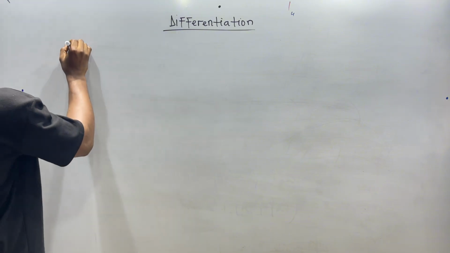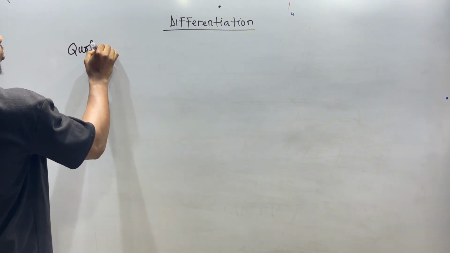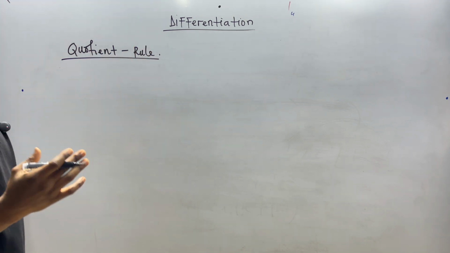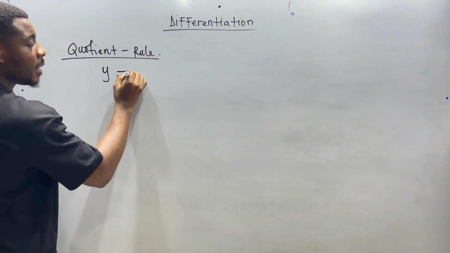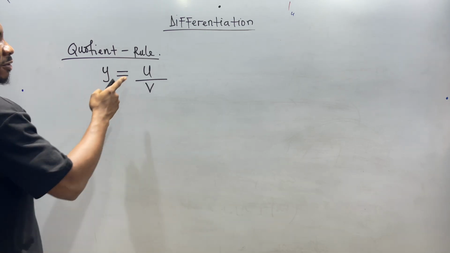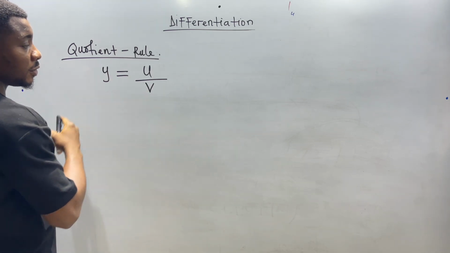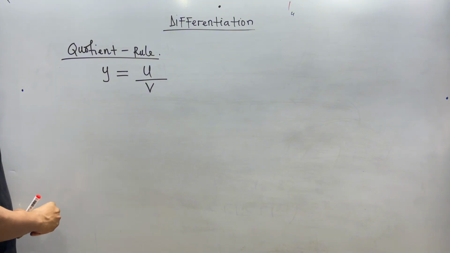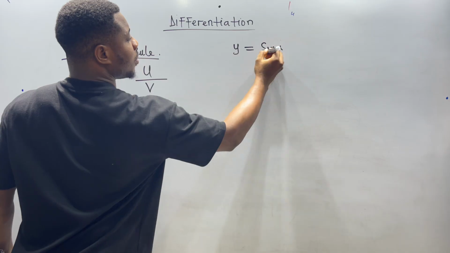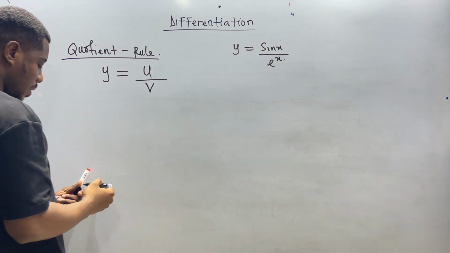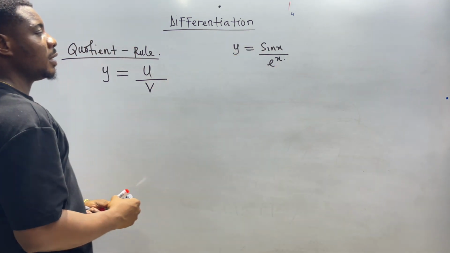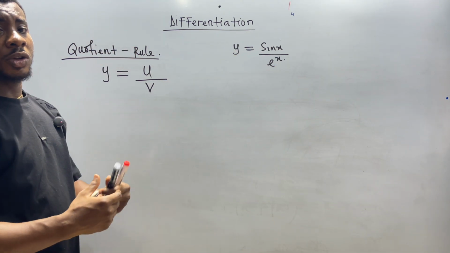But here is the quotient rule. Quotient rule is a technique in differentiation. But when do I apply quotient rule? I'm going to apply quotient rule when I have a function divided by another function. Don't forget that it has to be a function divided by another function. Now, for example, let's say we have y is equal to sine x over exponential x. I can see this is a trigonometric function divided by an exponential function. Such a differentiation question will require your quotient rule.